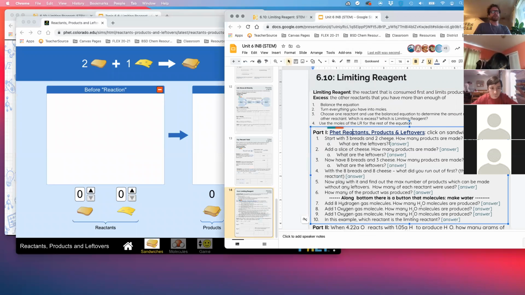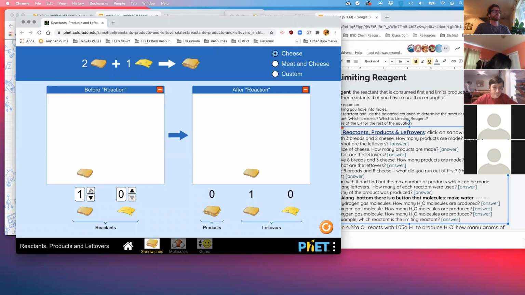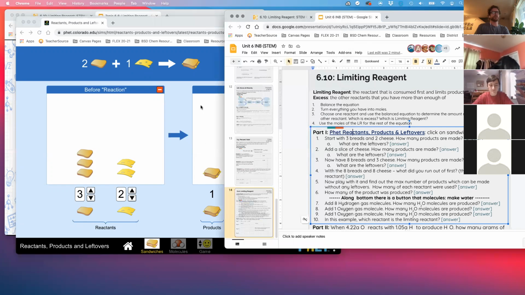So start with 3 bread and 2 cheese. So I'm gonna go like this, 3 bread and 2 cheese. Okay, how many products are made? The products are right here. I have 1 cheese sandwich. Okay, what are the leftovers? Oh, I have 1 piece of bread and 1 cheese. Those are my leftovers. Okay, so then you're gonna go through this and answer some questions.